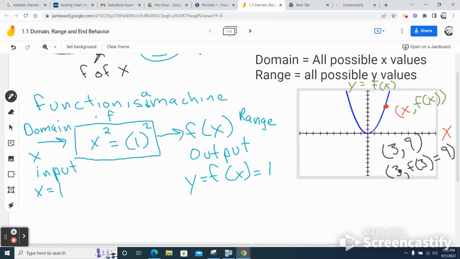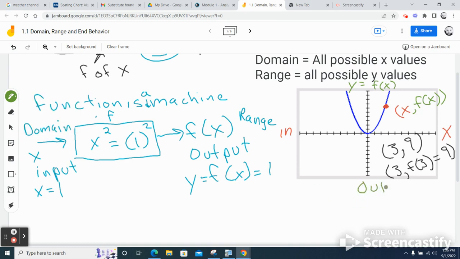You can have g of x. You can have h of x. Does that help? But when we think about the xy plane, that output is always the up and down. So you could think of it as the left and right, this is the input, and the up and down is the output. Does that help? Yeah, I see. Okay. Good question.